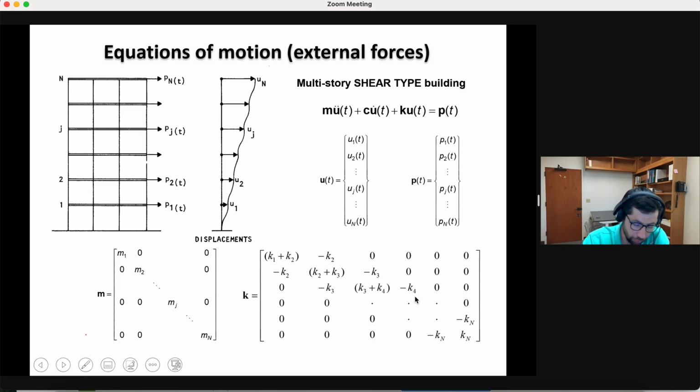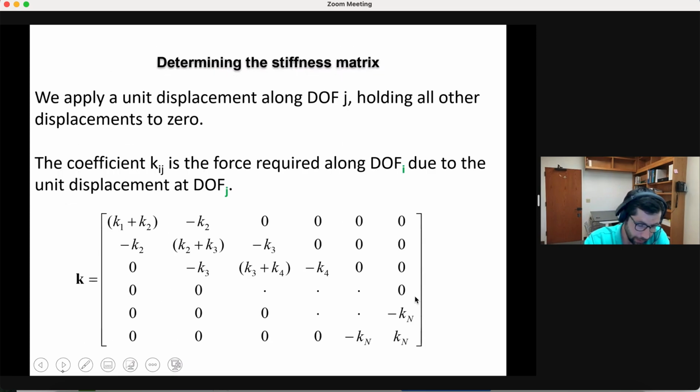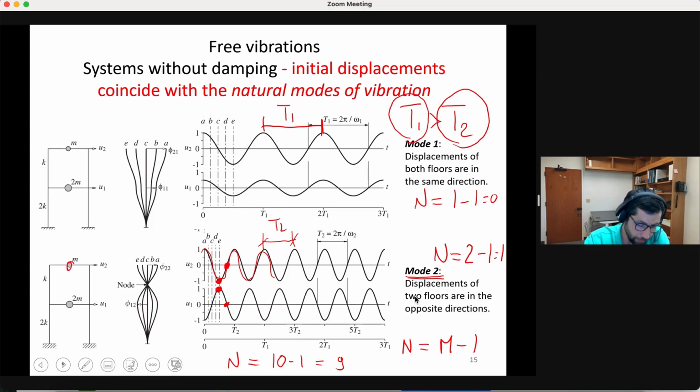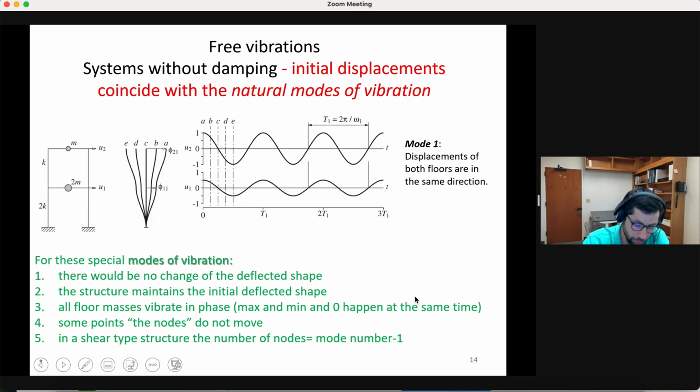Well, we have seen how to write the mass matrix and how to write the stiffness matrix. And then we have seen how to perform a modal analysis and what is the meaning of a mode shape. So what is the meaning of a mode shape? Well, a mode shape is a deformed configuration of the structure. It's a special deformed configuration of the structure.